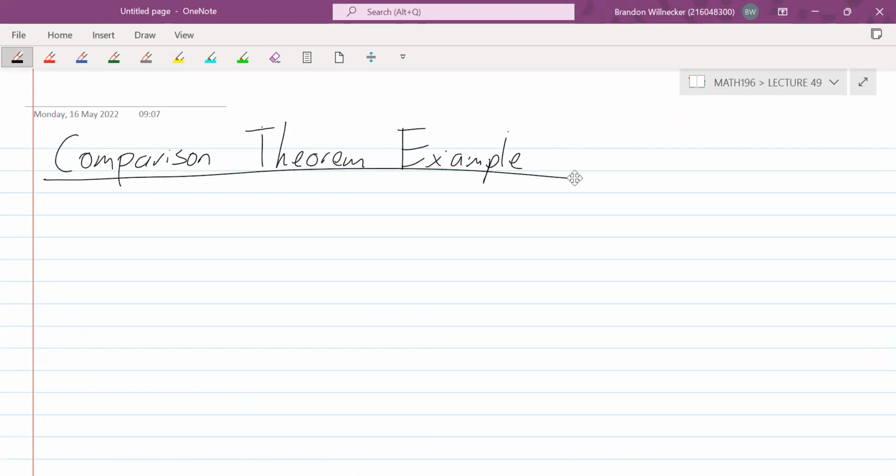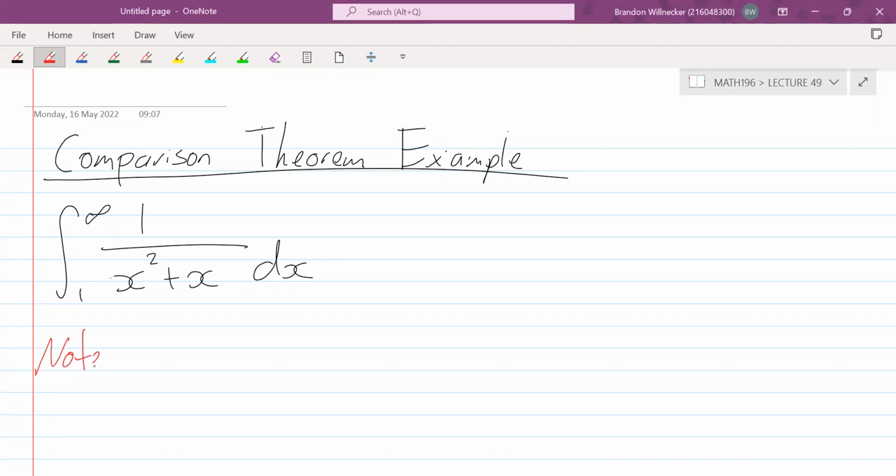Okay, so let's say I wanted to do the integral from 1 to infinity of 1 over x squared plus x dx, something like this. Now, if this was 1 over x squared, this would be pretty easy to do. But instead we've got 1 over x squared plus x. So we make a note to ourselves.